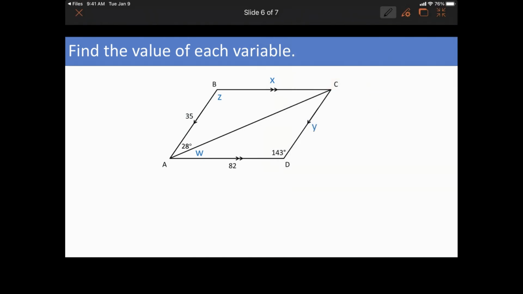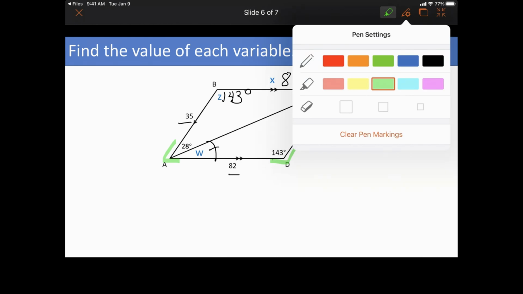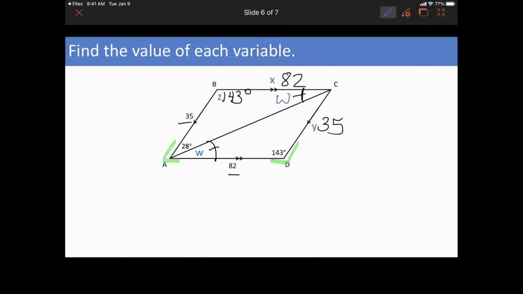All right. So we know the opposite sides are congruent. This is 35, so this is 35. This is 82, this is 82. Opposite angles are congruent. This is 143, this is 143 degrees. Now W, you can do it a couple different ways. I can find this angle here, and we know that it is congruent to this by the alternate interior angle theorem. Or I know these two plus this is 180, which is really the same thing because I just said those are congruent.